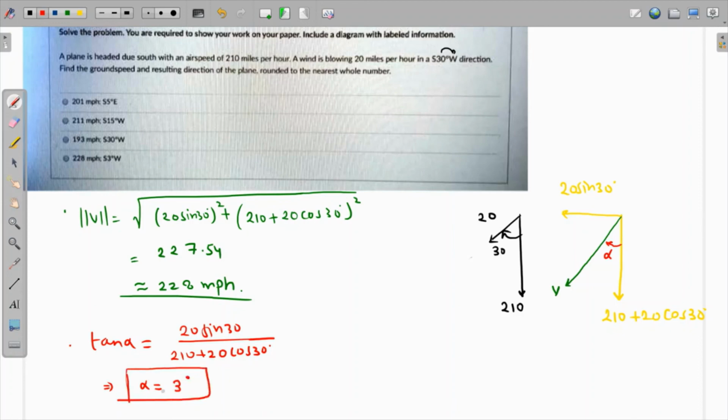So clearly the correct choice will be option number D. Thank you.